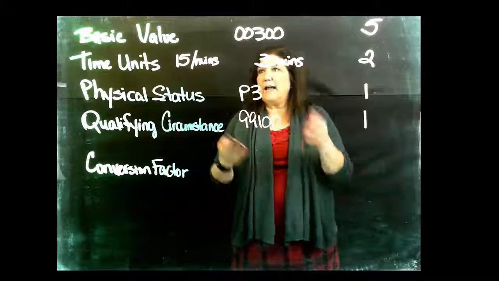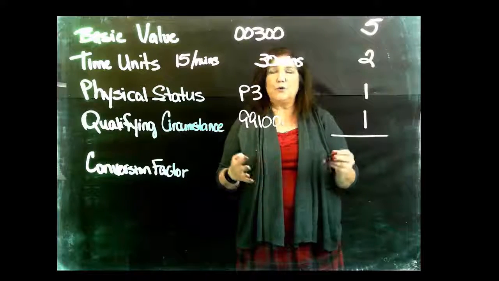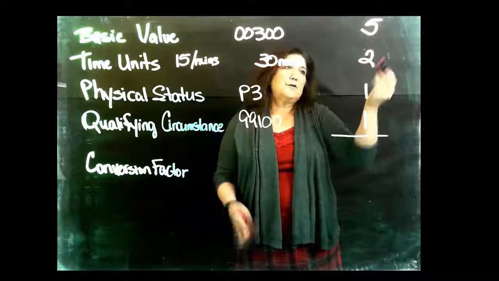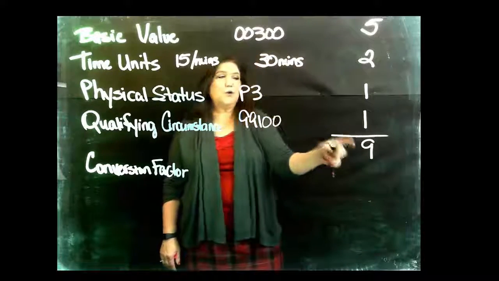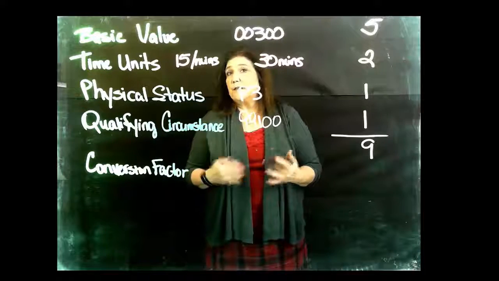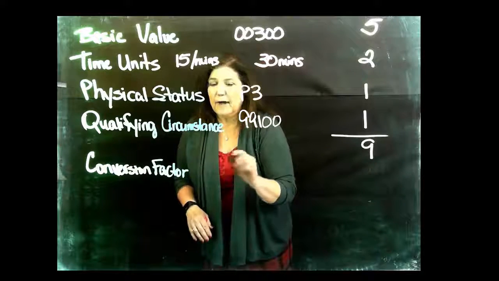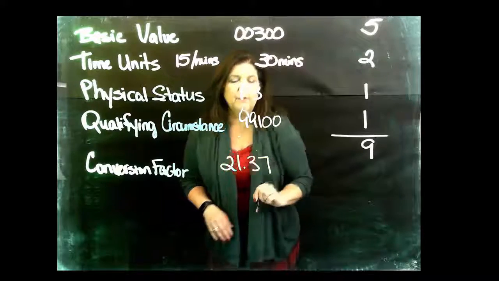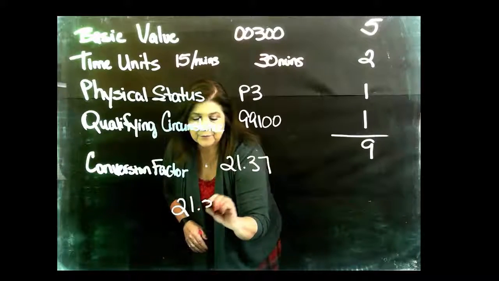So now, once I have found these 4 things, I can add up how many total units we are going to multiply our conversion factor by. So 5 plus 2 plus 1 and 1 gives us 9. So I have total units of 9. My conversion factor, because this patient was in Birmingham, Alabama, and we look at our graph, tells us that our conversion factor is 21.37.